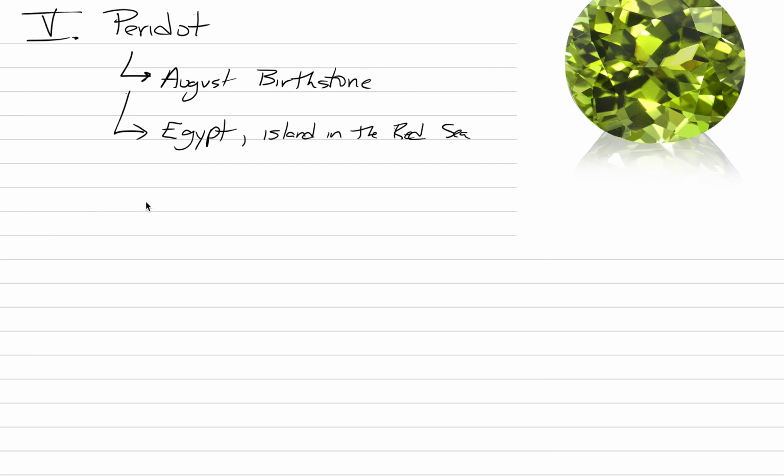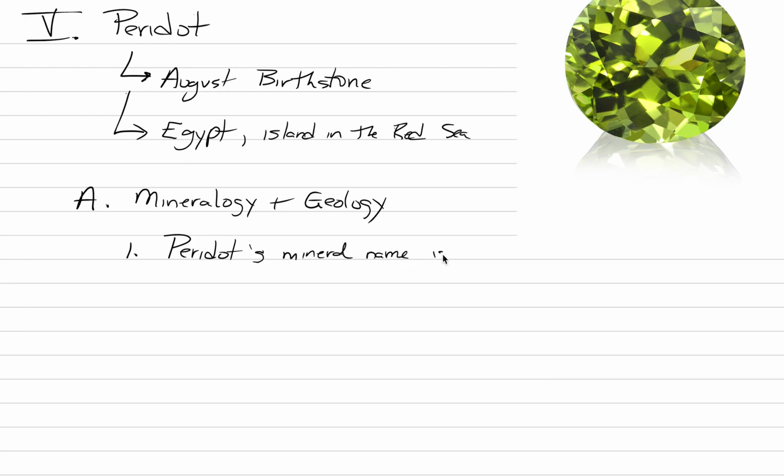The mineralogy of peridot and geology is actually incredibly fascinating. It's probably the biggest part of the story today in the notes. Let's go ahead and put mineralogy and geology here. The mineral of peridot does not have this name. Peridot's mineral name is olivine. And this is one of the most common minerals in the entire structure of the Earth. It makes up the Earth's mantle, but we'll get to that when we start talking about geology.